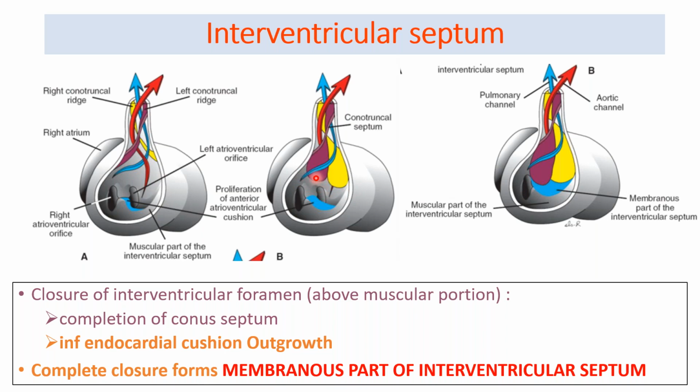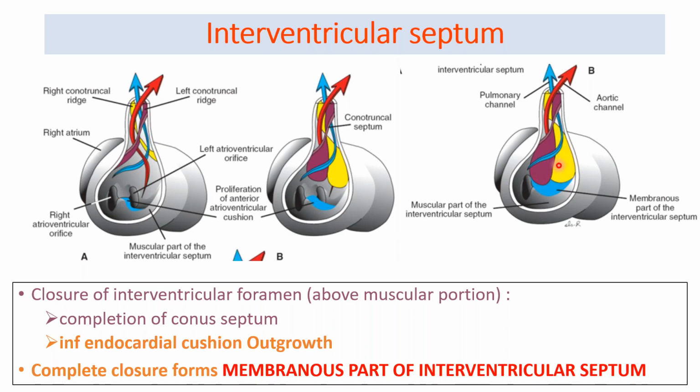Above, what do we have? Above we have these conal swellings, which are going to form the conal septum, and together with the truncal septum, they are going to fuse with the conotruncal septum. So this is the right conal swelling, and this is the left conal swelling. The conal swellings also grow distally. In the second picture, you can see this is the right conal swelling and this is the left conal swelling.